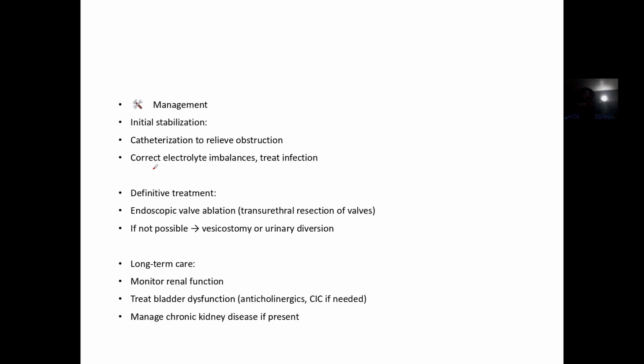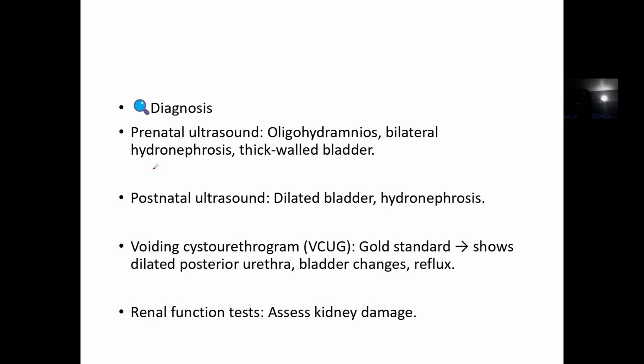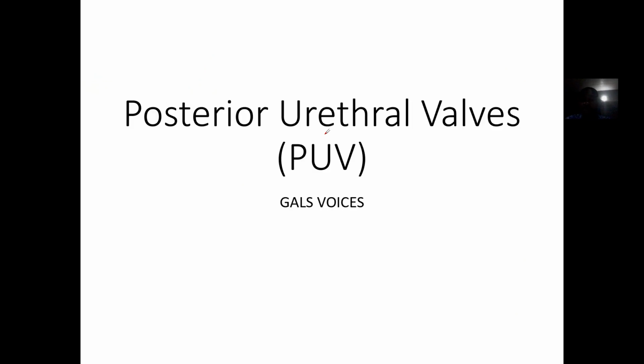their functions and all. So management, you catheterize them just to relieve the struggles of easing themselves. They try to correct electrolyte imbalance, and if this brings up any infection, you also try to correct the infection. So definitive treatment is things like endoscopic valve ablation. Then long-term care is you monitor renal function, you treat bladder dysfunction, then you manage chronic kidney disease.